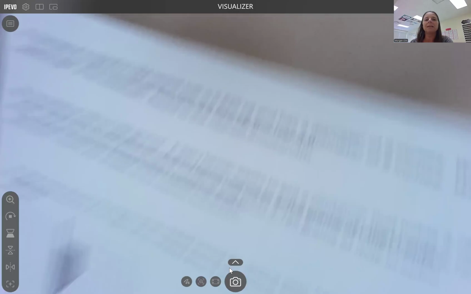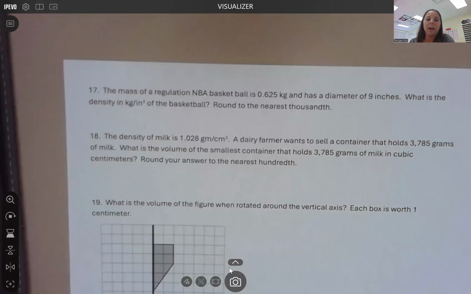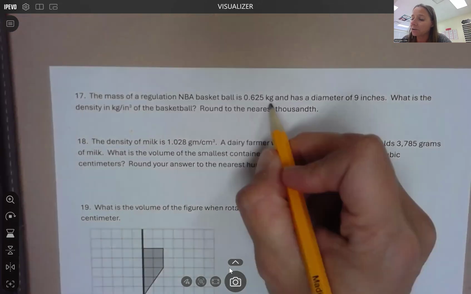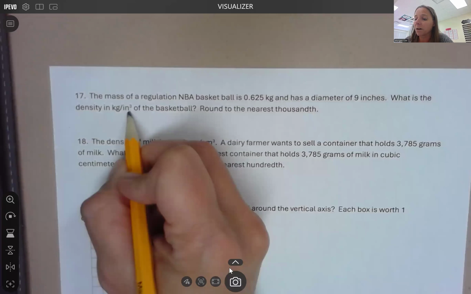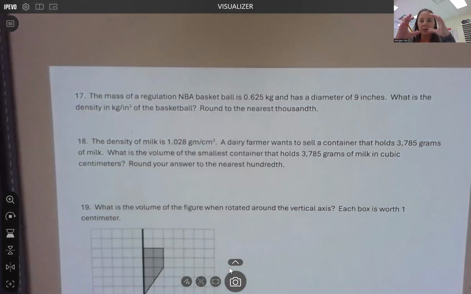All right, number 17. The mass of a regulation NBA basketball is 0.625 kilograms and has a diameter of 9 inches. What is the density in kilograms per inch cubed of the basketball? Round to the nearest thousandth. All right, think about a basketball. What's the shape? It is a sphere.